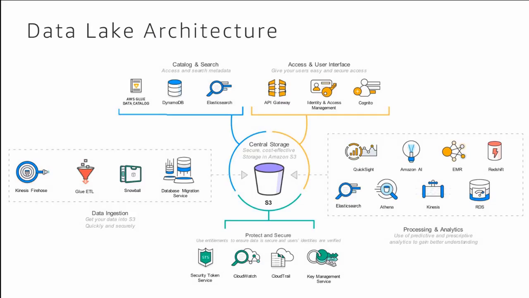So the data lake architecture, we're really going to focus on some of the core services here. So we're going to show how you could have data in S3 as your data lake, and then leverage the Glue data catalog to be able to categorize and search that data. And then we're going to leverage Redshift to be able to extend your data warehouse into S3 and analyze that data.